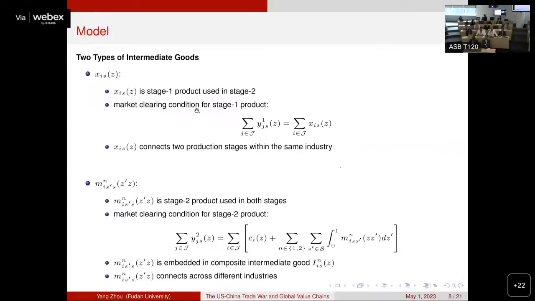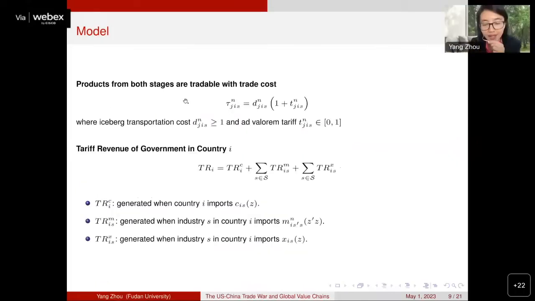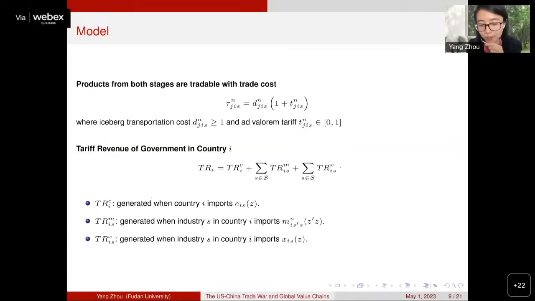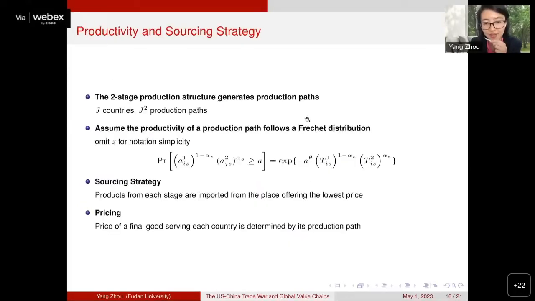So basically two types of intermediate goods. One is the stage 1 product, which connects the 2 stages, and the other is the stage 2 product, which is used in production of both stages. Then I introduced the trade cost, which includes both iceberg transportation costs and tariffs.